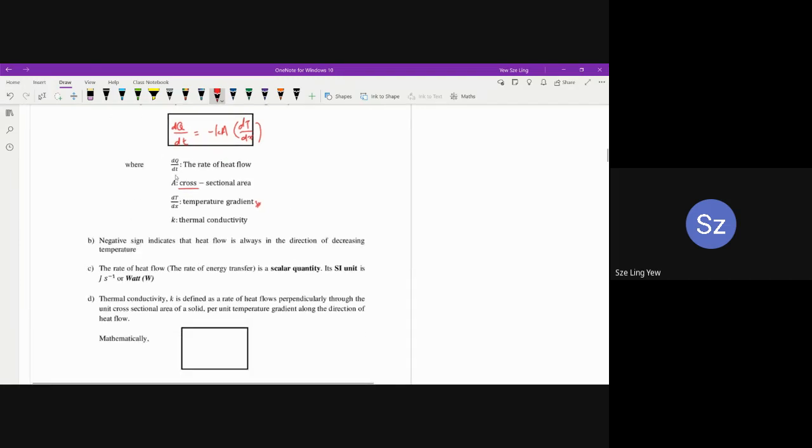Now what does the negative sign in the equation mean? In this equation, you have negative KA dT over dx. Every single variable carries a meaning; they represent something. The negative sign here indicates that the heat flow is always in the direction of decreasing temperature, from high temperature to a lower temperature. That's why we have a negative sign here.